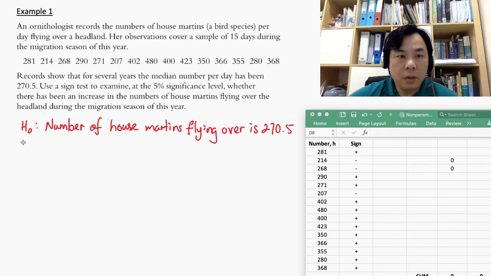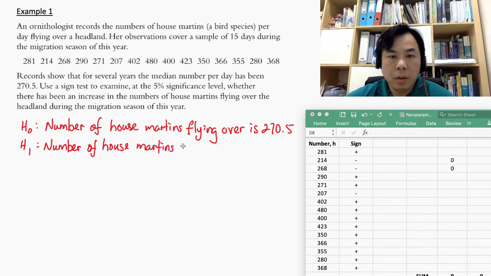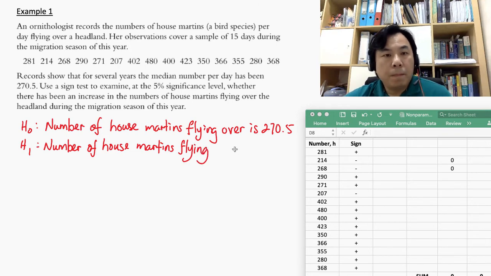Okay. Now, secondly, for the alternative, of course, we will say that the number of house martins flying over has increased.